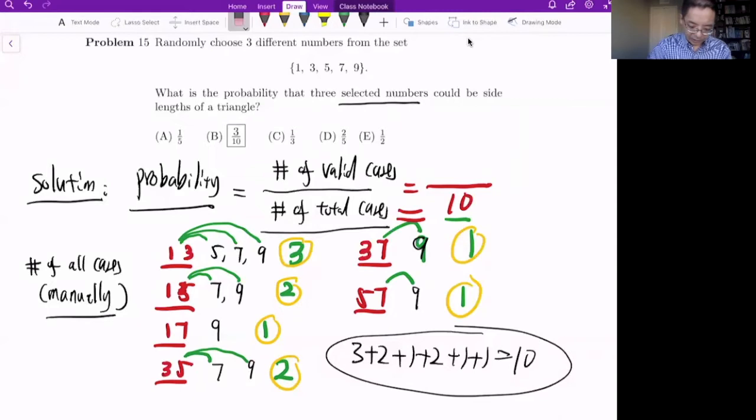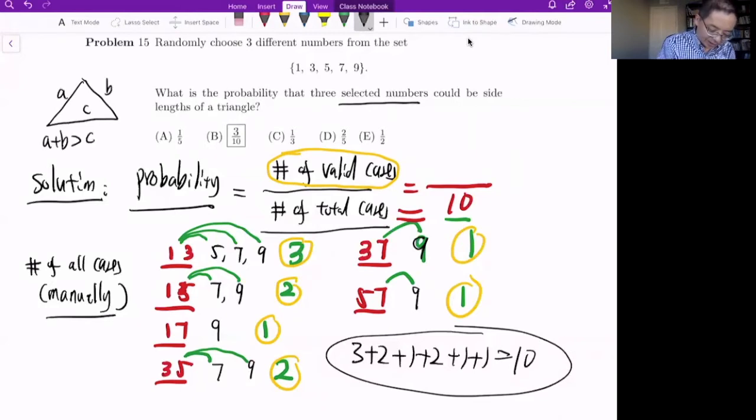Now we need to figure out the number of valid cases. In order for 3 numbers to be a valid case, they must be able to be side lengths of a triangle. Let's recall that given a triangle with sides A, B, C, we must have A plus B greater than C. The sum of 2 sides has to be greater than the third one.